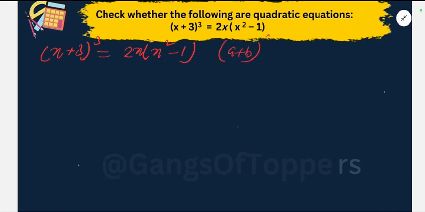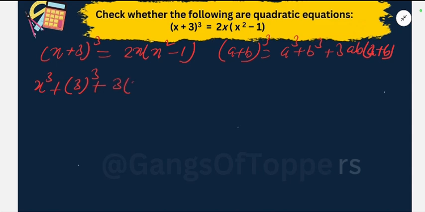(a plus b) the whole cube equals a cube plus b cube plus 3ab into (a plus b), right? So we will expand it, it will become x cube plus 3 to the power cube plus 3 into x into 3 into (x plus 3) equals, this will multiply, gives a result 2x cube minus 2x.